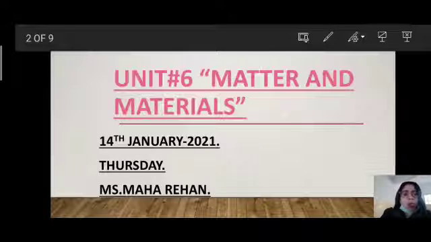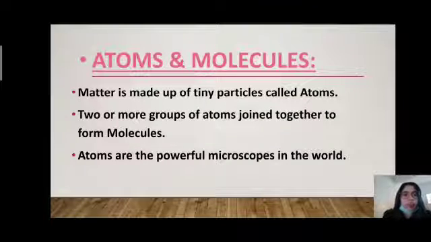If we talk about the states of matter, there are three states of matter. The first one is solid, the second one is liquid, and the third one is gas. Now, moving on to the next topic, which is today's topic, atoms and molecules.